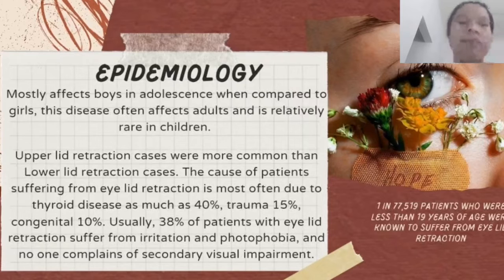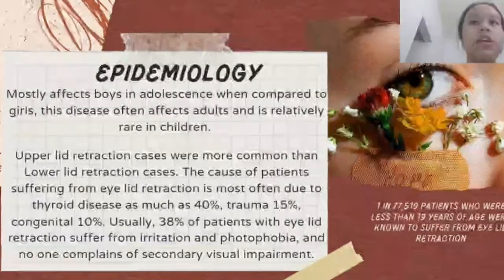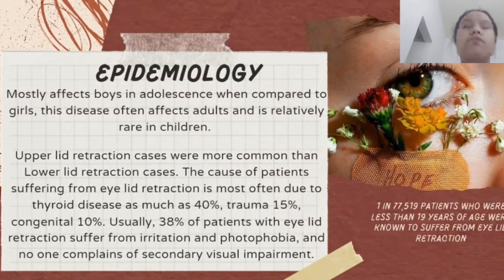Hello, my name is Angelia Evram Horas with last digit number 055. So I will explain about the epidemiology of upper eyelid retraction. Eyelid retraction mostly affects boys in adolescence when compared to girls. This disease often affects adults and is relatively rare in children. According to a study, 1 in 77,000 patients who were less than 19 years of age were known to suffer from eyelid retraction. If we compare, upper lid retraction cases were more common than lower lid retraction cases.